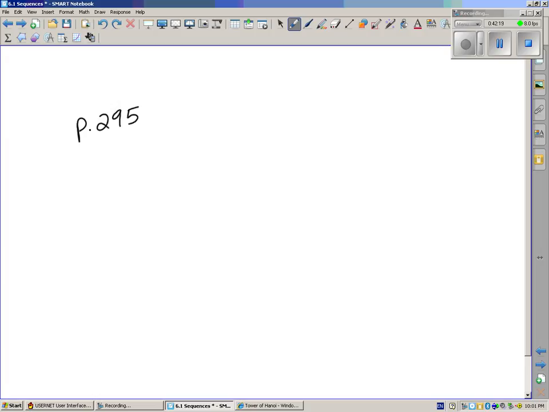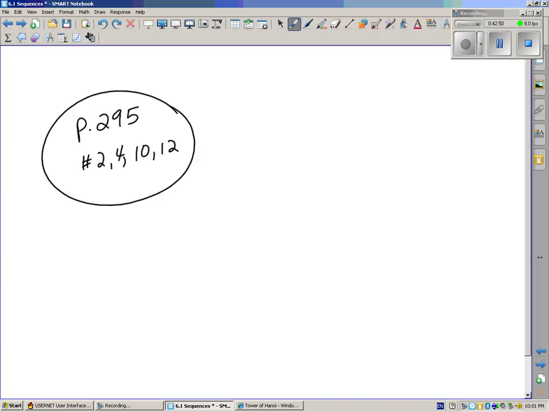Page 295, let's just do a couple of each type. Let's try 2, 4... oh no, what do we want? Even numbers, it looks like I already did. Let's try, oh, I don't like that one. 10 and 12. Page 295, 2, 4, 10, and 12.